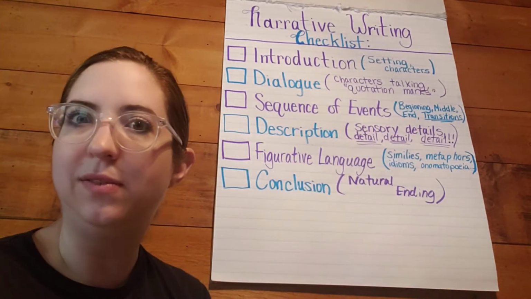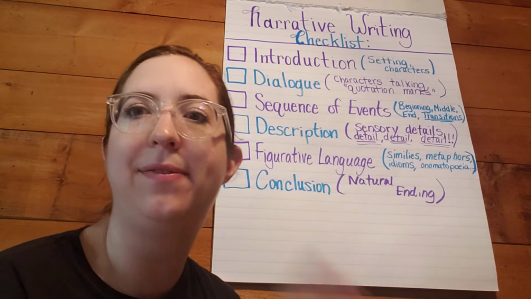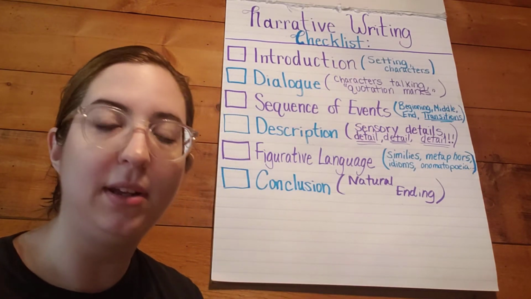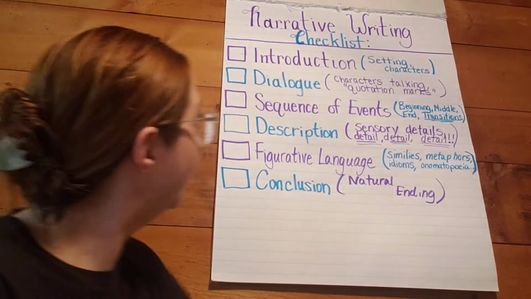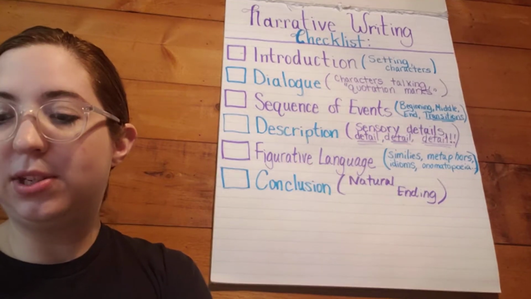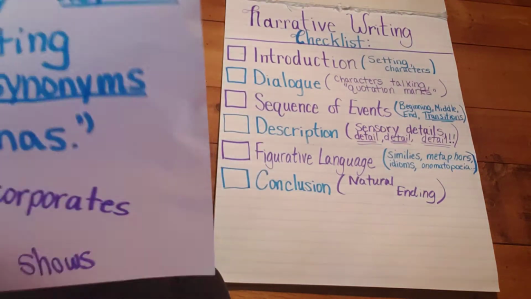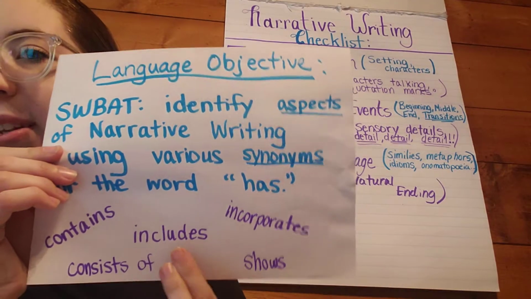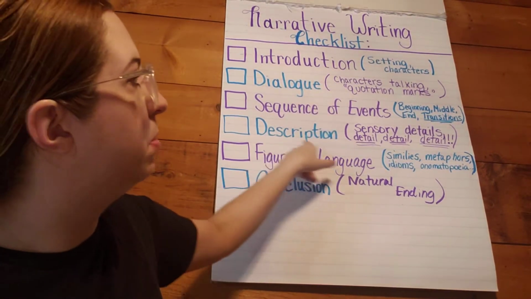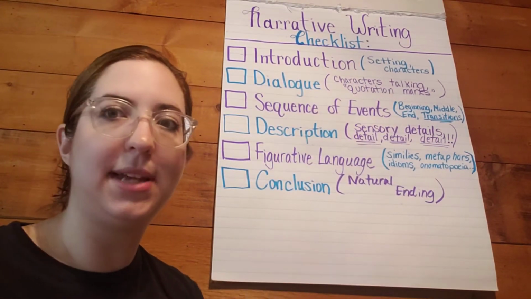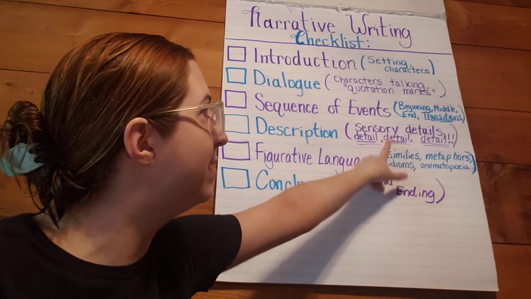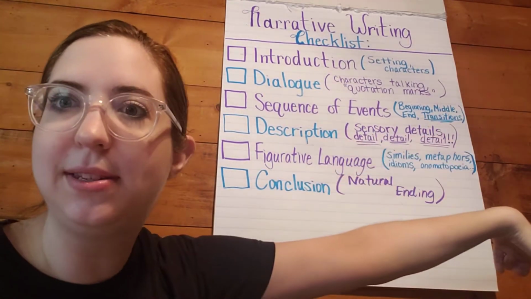So challenge yourself to use different transitional phrases instead of first this happened, next this happened. See how you can come up with some more natural sounding phrases. All right, your narrative writing needs to include, another synonym, it needs to include lots of description. So describing things, how they look, what they sound like, what they smell like, those sensory details.